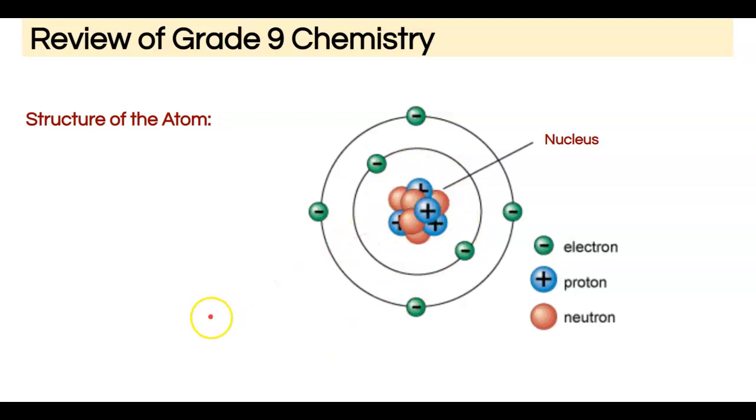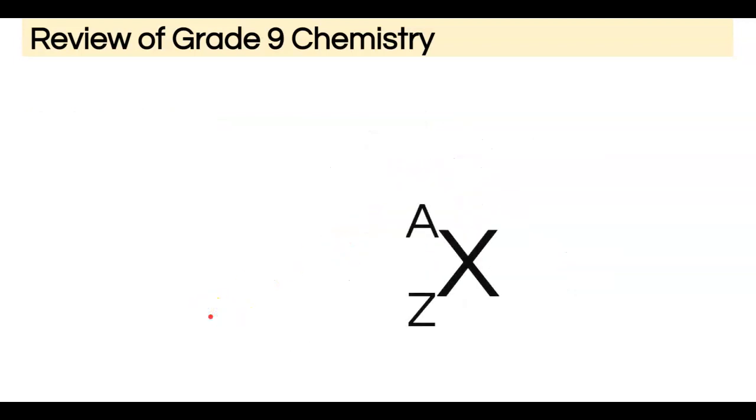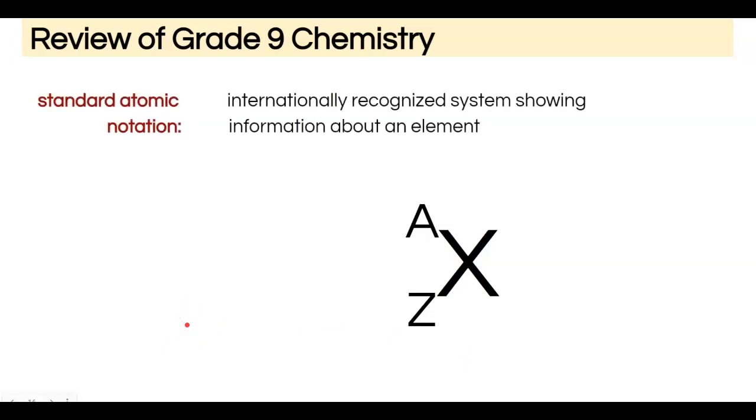And so that brings us to the next part, which is our standard atomic notation, which is going to be very much related to the structure of the atom. So this, to be clear, is not what we see on the periodic table. This is the symbol that we would use, let's say, in a paragraph or in a lab report to convey information about the number of protons, neutrons, and electrons in an atom. Okay, and so this is again what we call standard atomic notation.